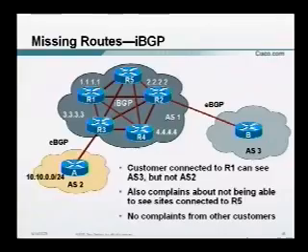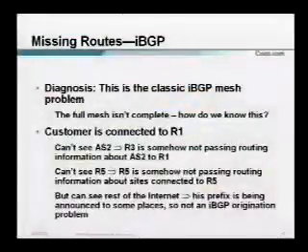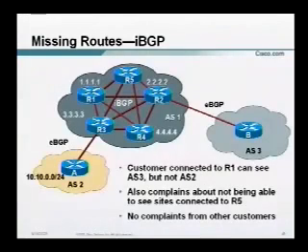This is like 90% of the time an IBGP problem, certainly in my own experience. Okay, the full mesh isn't complete. That's the problem. If you look at it, customer's connected to R1. If you can't see AS2, well, AS2 is connected to router 3. Well, that means router 3 is somehow not passing routing information about AS2 to router 1. So think about it. The customer connected to router 1, he can't see AS2, so he's got no routing information that gets him through to AS2. He has no idea how to get to network 10.10/24.